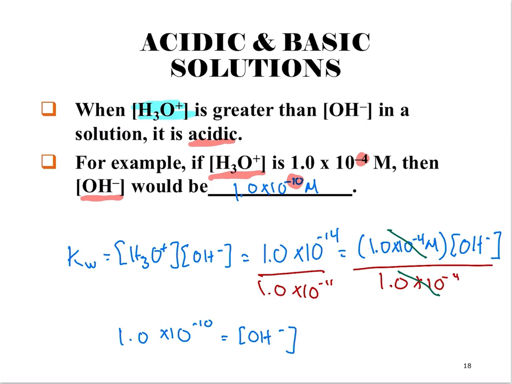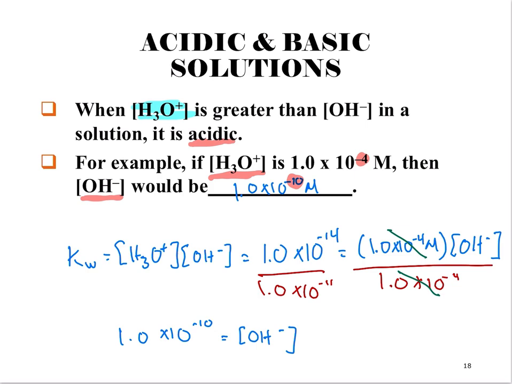Right, so does that make sense? If we have an acidic solution, the amount of hydronium, which is what we create when we put acids into water, is larger than the amount of OH minus. And the amount of OH minus shifts so that the ratio of OH minus and H3O plus stays the same. All right, and that's what that Kw is.